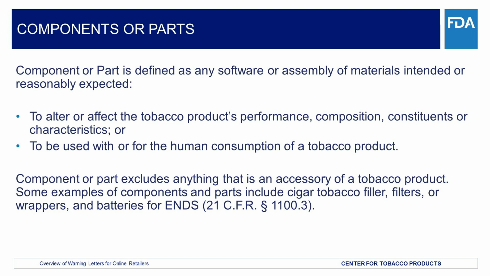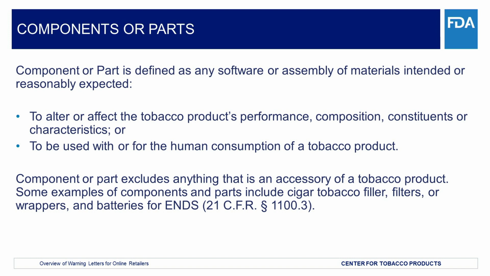Title 21 of the Code of Federal Regulations, Section 1100.3, defines component or part and accessory. The term component or part is defined as any software or assembly of materials intended or reasonably expected to 1. Alter or affect the tobacco product's performance, composition, constituents, or characteristics, or 2. Be used with or for the human consumption of a tobacco product. Some examples of components or parts of the deemed products could include cigar tobacco filler, filters, or wrappers, and batteries for electronic nicotine delivery systems.